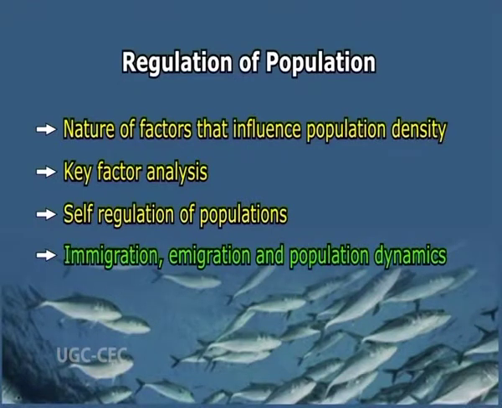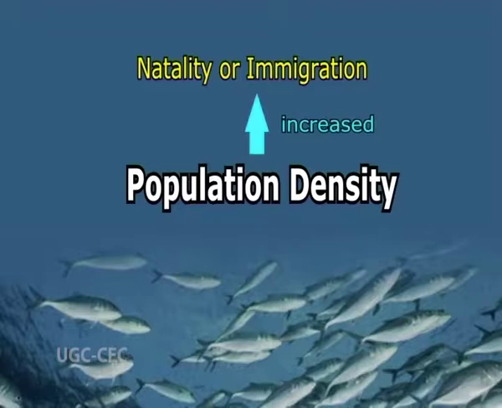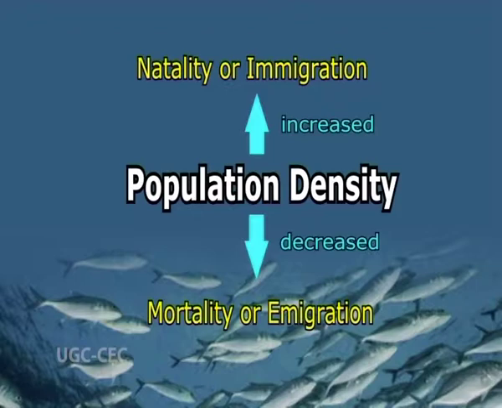Let us consider the immigration and emigration as fourth important aspect of population regulation. Besides natality and mortality, the immigration and emigration also affect population density. These both are features of dispersal whereby individuals move from one population and die if no suitable environment is found, or they establish a new population or join an existing one at a new locale. Therefore, it can be concluded that population density can be increased by natality or immigration and decreased by mortality or emigration.